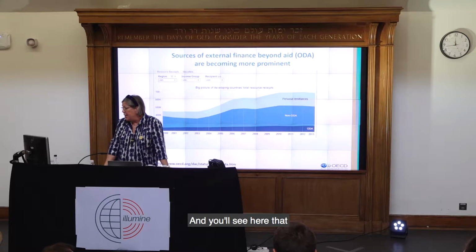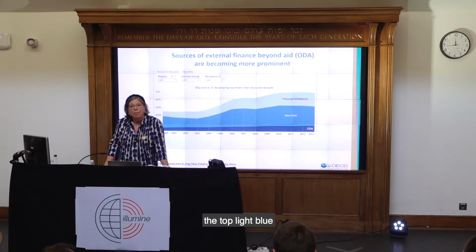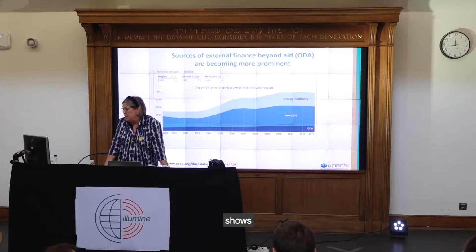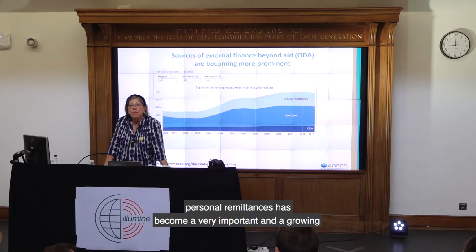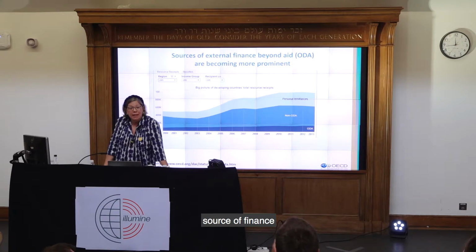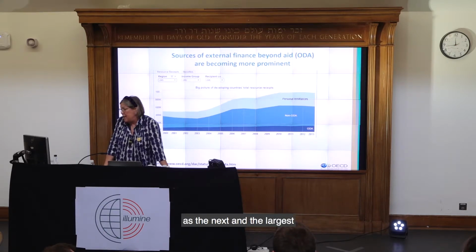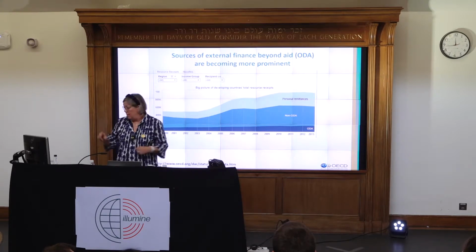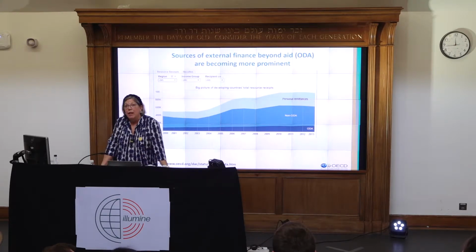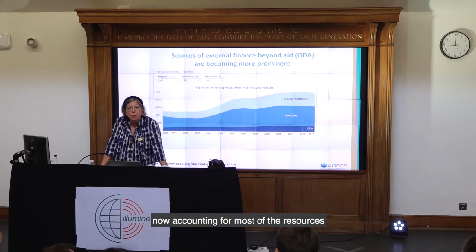And you'll see here that the top light blue shows personal remittances has become a very important and a growing source of finance in developing countries. We see that non-ODA, that's the next and the largest area in that graph, is really growing quite strongly. It's now accounting for most of the resources.